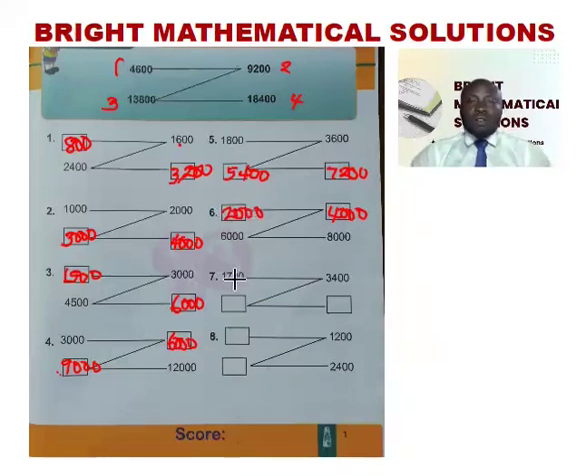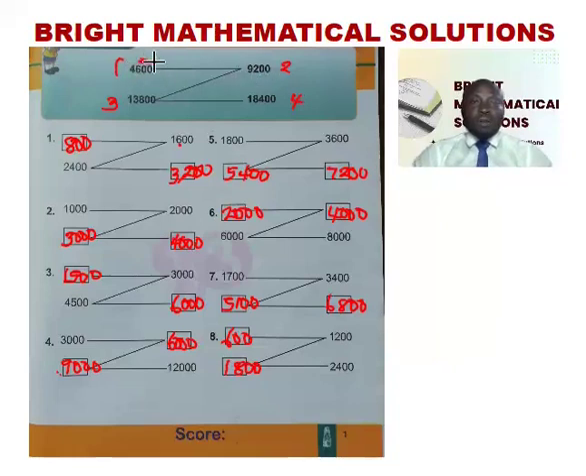So this is 1,700 followed by 3,400. If you add another 1,700 to this, that gives us 5,100. If you add another 1,700 to this, that gives us 6,800. So here we are given 1,200. If we divide 1,200 by 2, this gives us 600. Add 600 to 1,200. This gives us 1,800.